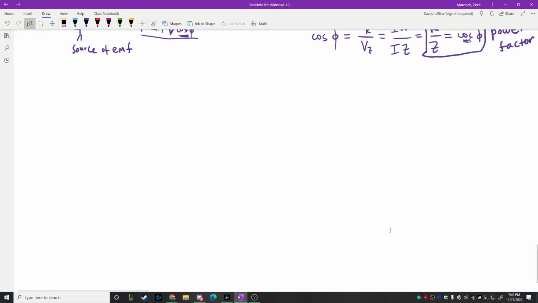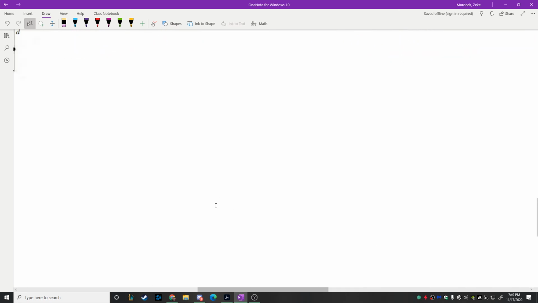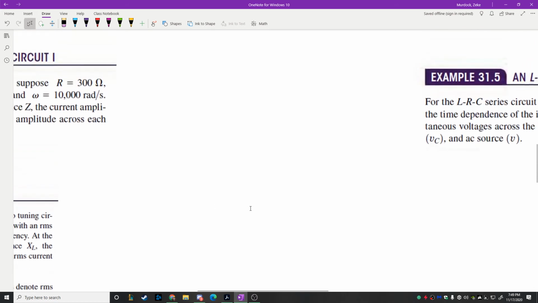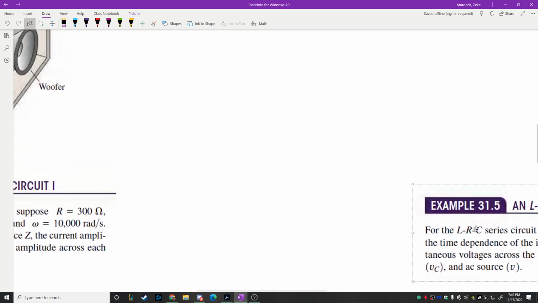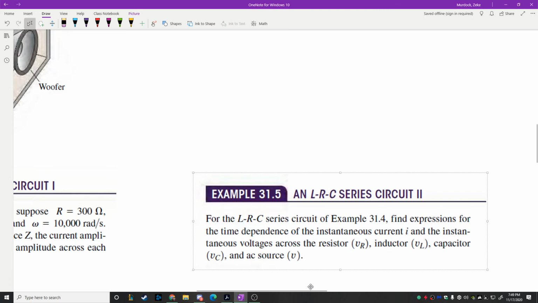Well, let's do a problem. It's 7:50, so I guess it makes sense to take a break now. But what I want to do is put this problem up here so you can see it. It really has two parts.